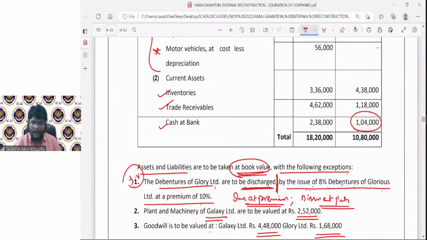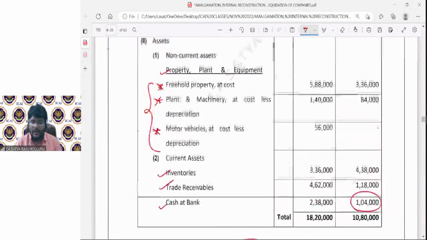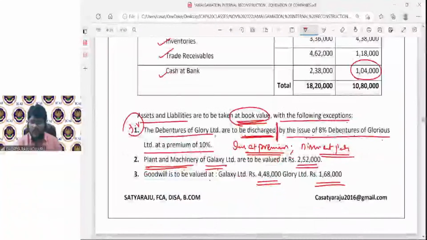So only plant and machinery is taken over at other than the book value. Remaining all assets are taken over at book values only. Apart from that, if you observe, one more asset, goodwill, is also there. So certain goodwill is also taken over by the purchasing company. What are all the different assets taken over? All assets I need to consider.